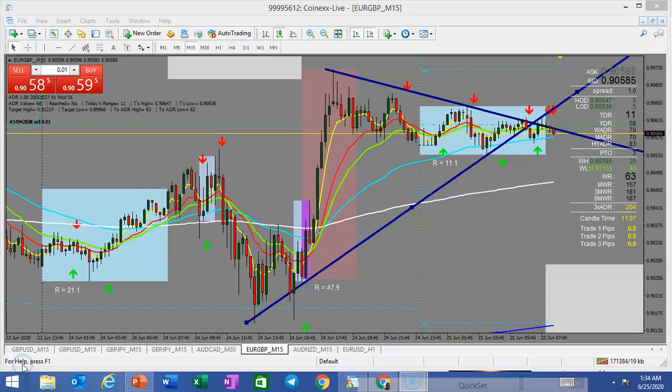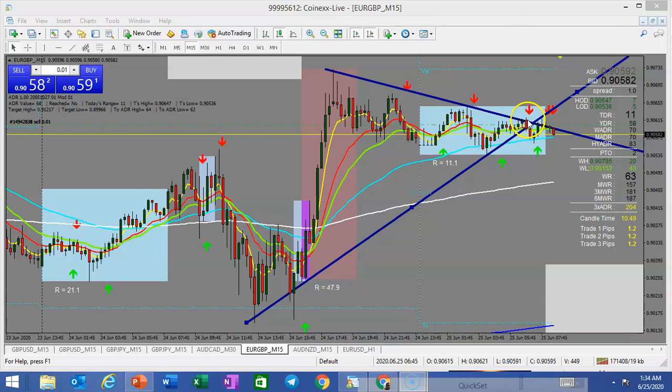Whoop, whoop. Hey guys, so it's only 1:30. I went on ahead and got in EURGBP. As you can see, we broke our triangle to the downside, then retested, and now we are heading back down. And this is basically called trading triangles. This is what you do.